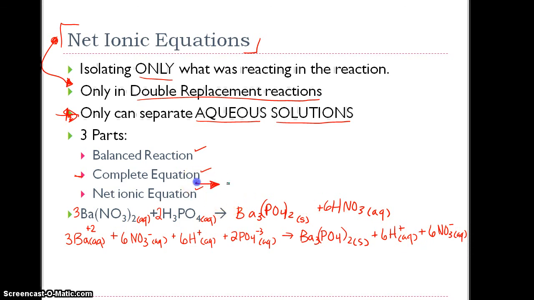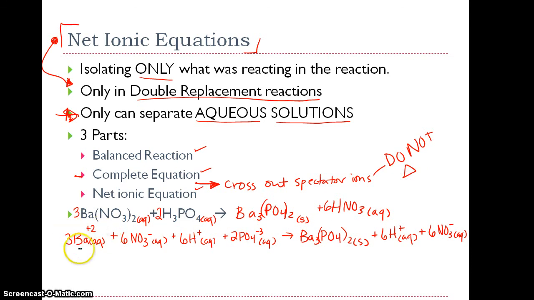All right, now we cross out spectator ions. So between these two steps right here, you cross out spectator ions. And spectator ions are ions that do not change. Okay, so if we look here, Ba3, you look over here, it changed. 6NO3, it did not change, so we cross them out. 6H did not change, we cross them out.